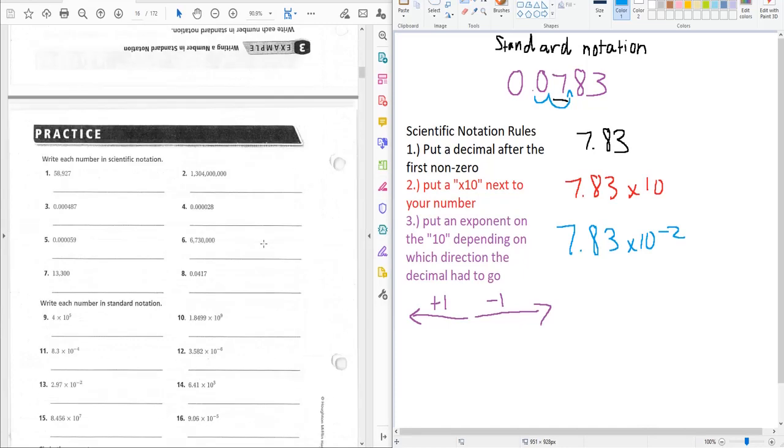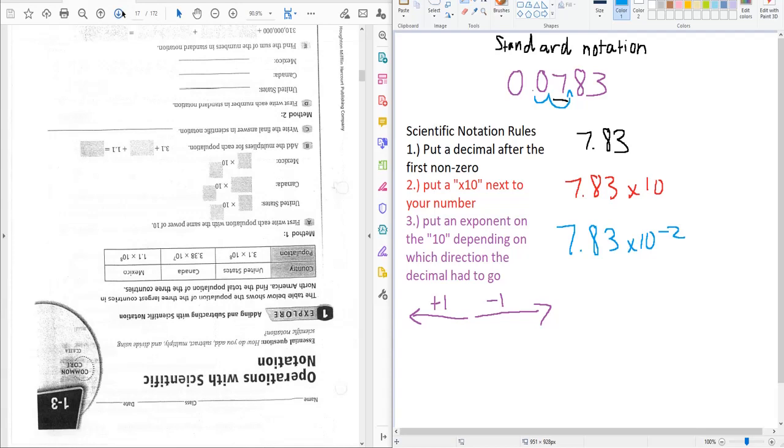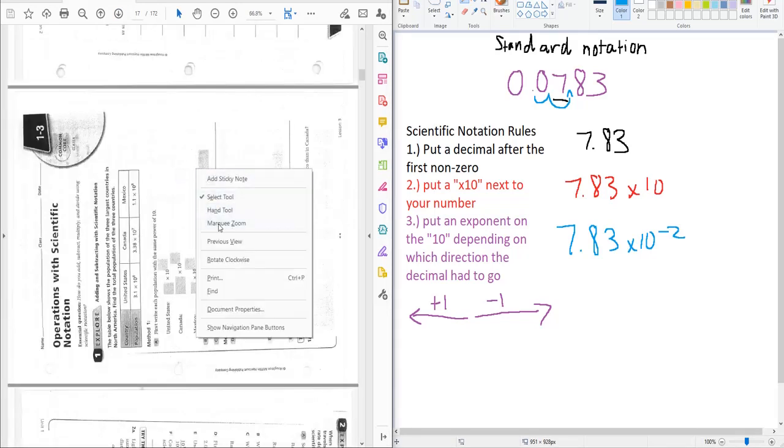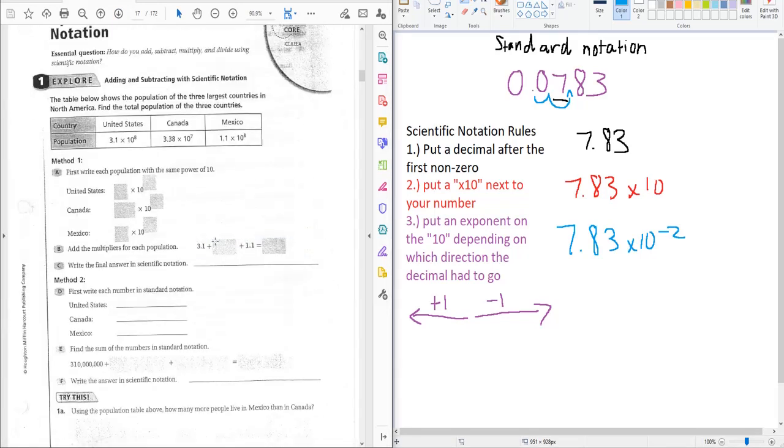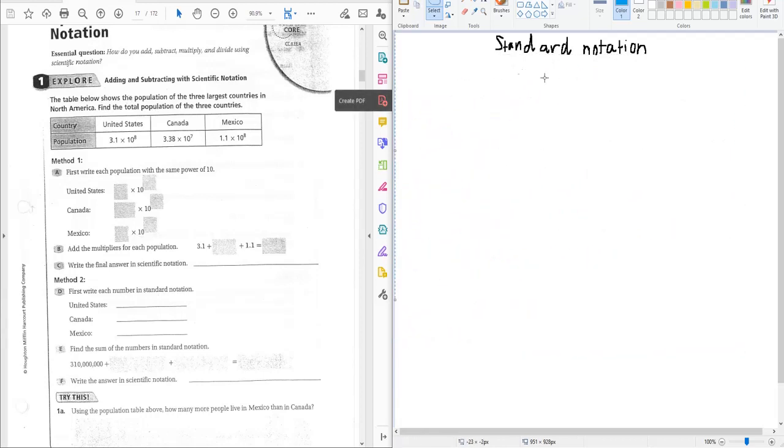So now that we've learned how to create scientific notation, now we're going to learn how to use it. One of the things we're going to learn today is addition and subtraction. I'll teach you multiplication and division on Thursday. Actually, maybe I'll teach you multiplication and division in this video as well, and then just review it. Should be fine.